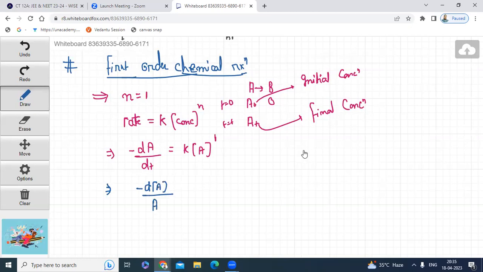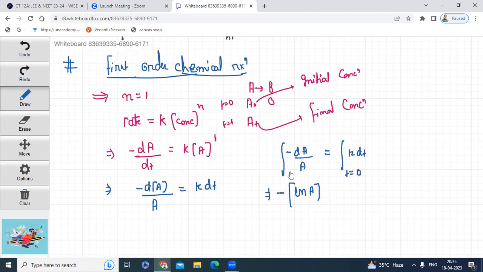If you integrate, you will get the result that dA by A will be equal to ln A. Suppose I am using the limit t is equal to 0. What is the concentration at that time? A naught. At time t, what is the concentration of A? The concentration is A. Means the integration of minus dA by A is equal to minus ln A. The initial limit is A naught, the final limit is A. This is equal to K into t.